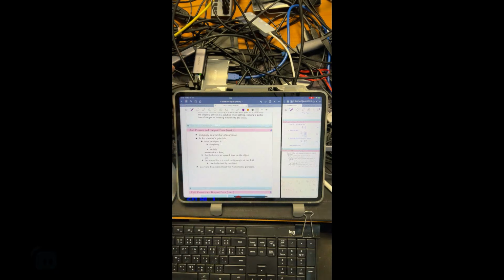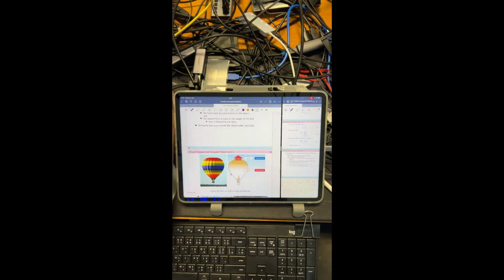Okay, everyone has actually experienced the Archimedes principle every day in your daily life. Let's take a look at this one. The air balloon, right? Maybe you have had a chance to travel or to look at this. I'm not sure whether it's popular in Thailand. I hope so.